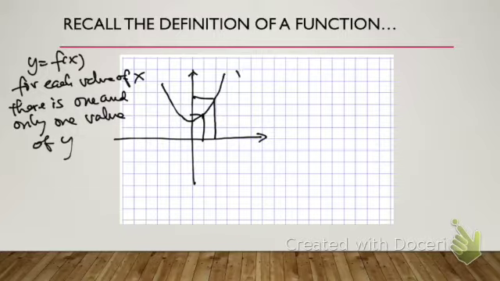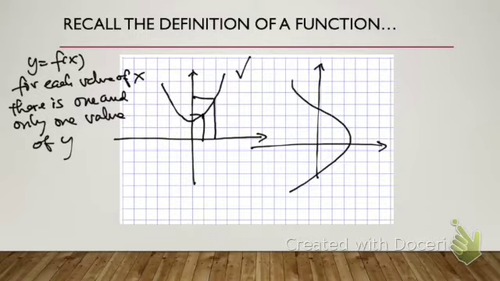So this qualifies. Now, what about a function that looks like this? Well, let's say I pick a value of x here. I can see that there are two possible values of y. Let's call them y1 and y2. And that does not qualify. So this would not be considered a function.